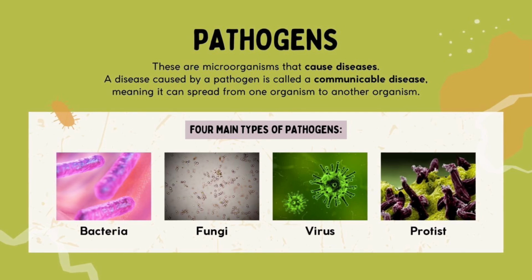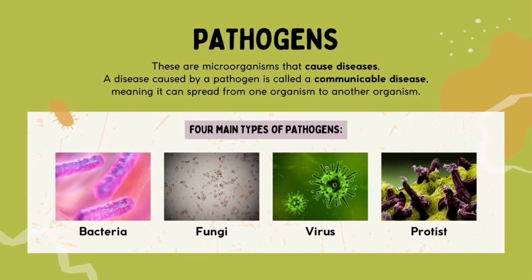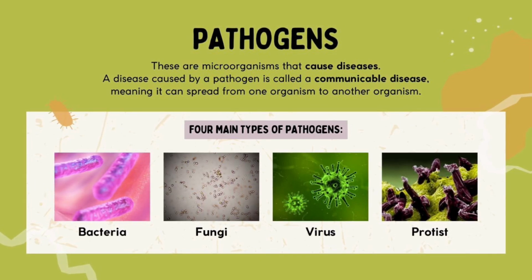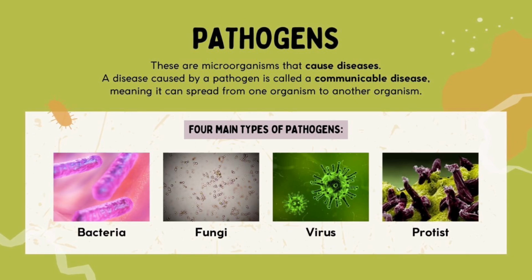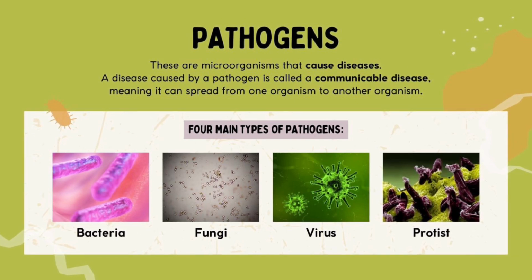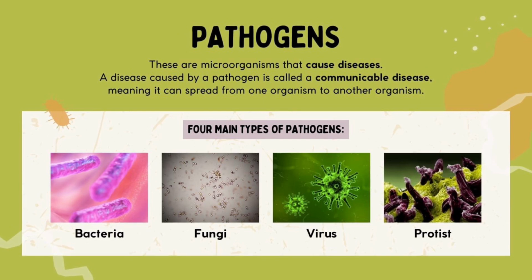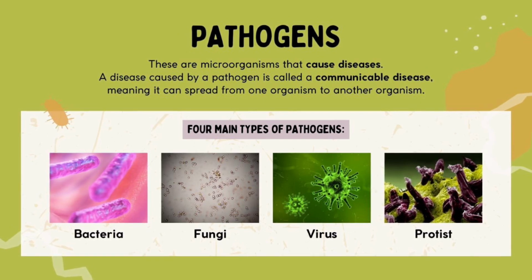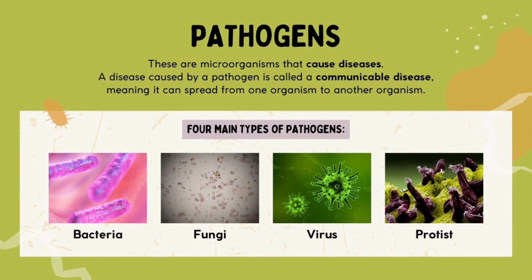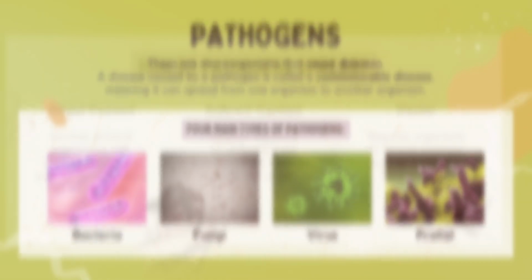Pathogens. These are microorganisms that cause diseases. A disease caused by a pathogen is called a communicable disease, meaning it can spread from one organism to another organism. There are four main types of pathogens. There are bacteria, fungi, viruses, and protists.